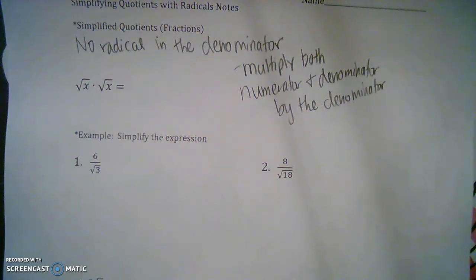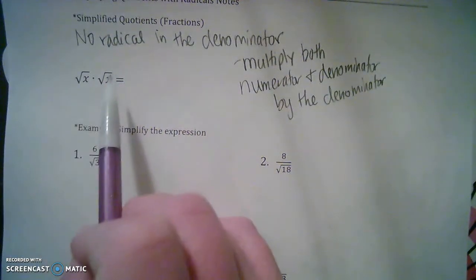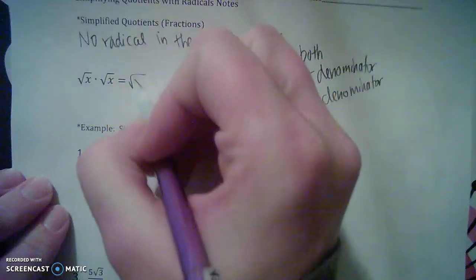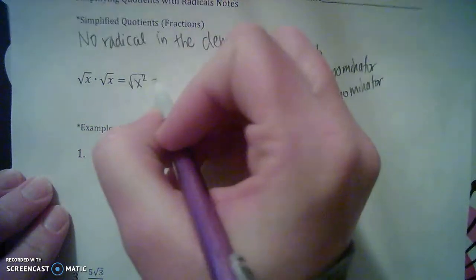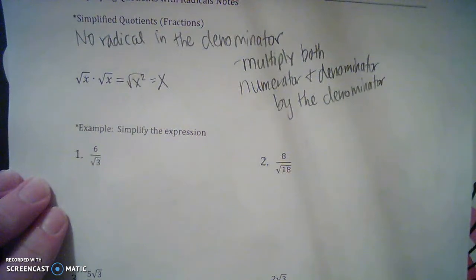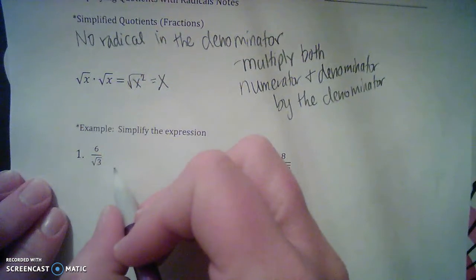The reason it goes away is because of this that we looked at with multiplying. When you take x times x, you get x squared. So you have the square root of x squared. Remember, those two are inverse operations. They undo each other. So you're just left with x. So let me go down to number 1 and show you the reason that that works.